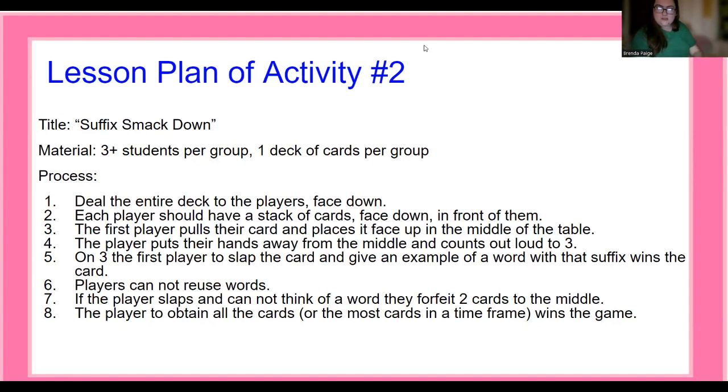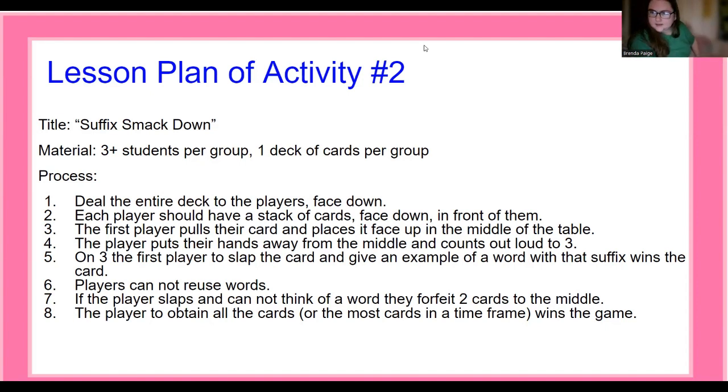But here's the trick. It says less. So if I've smacked it, I better have a word in mind that has less. So I'm going to say helpless. And then I go, I win. I get the card. And I put it in my pile. But let's say it's my friend's turn to the left. They put their hands up, go 1, 2, 3, bam. I get it again because I'm just so fast.